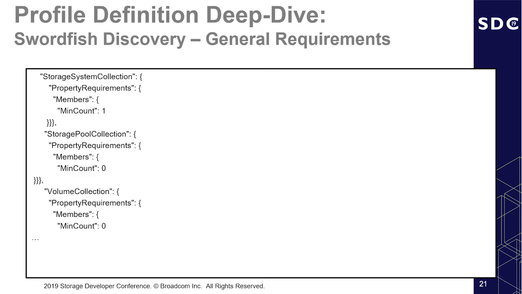Okay, there's also going to be in the profile this general set of requirements. So these things are basically, for any storage system collection, here's a set of property requirements. Again, these don't really have anything in them other than this one where I said in that original table, you must have at least one storage system collection.